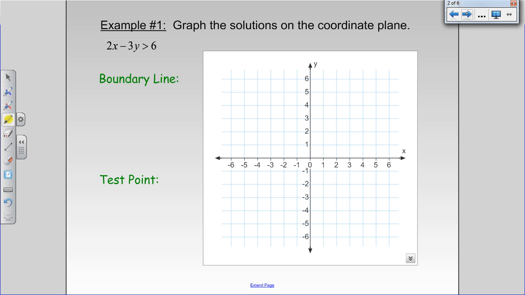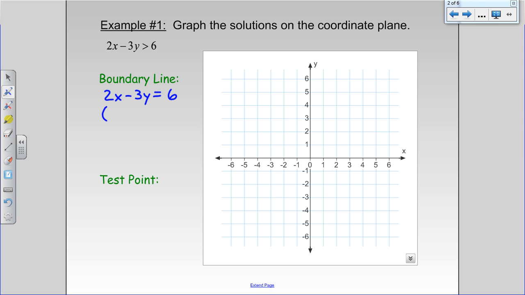First example is to graph the solutions of the inequality 2x minus 3y is greater than 6. First, we need to graph our boundary line. The boundary line is found by replacing the inequality symbol with an equal sign and graphing the line 2x minus 3y equals 6. Probably the fastest way to graph this line is to graph the intercepts.